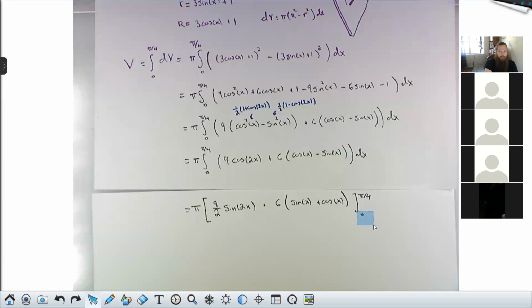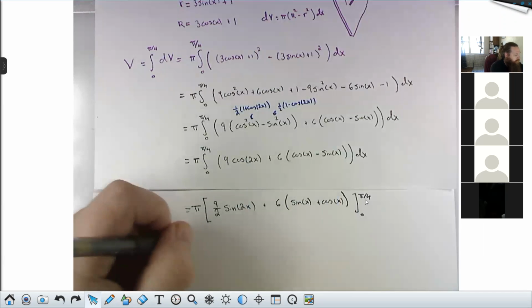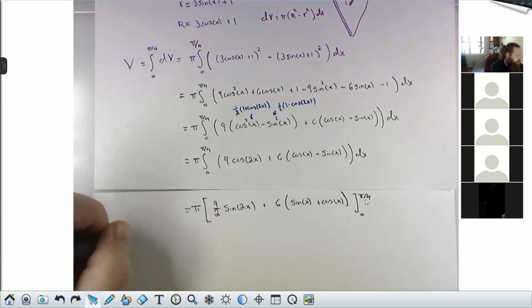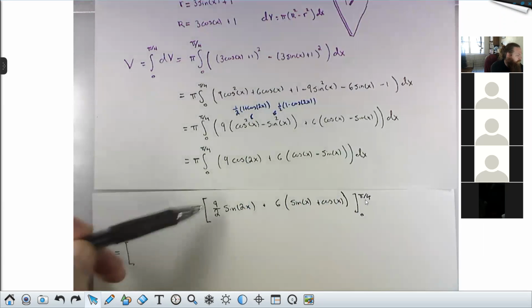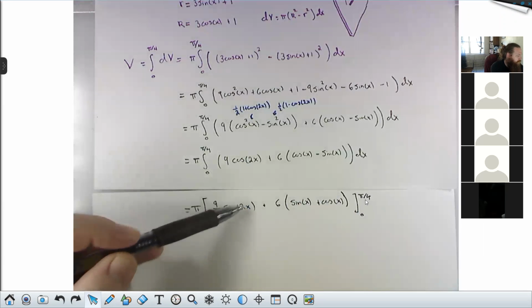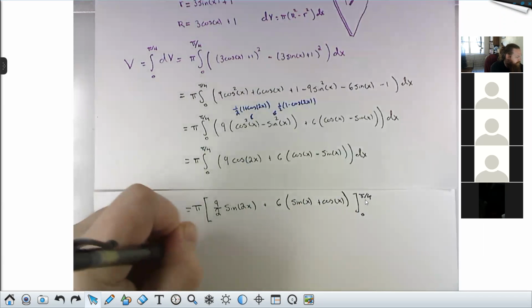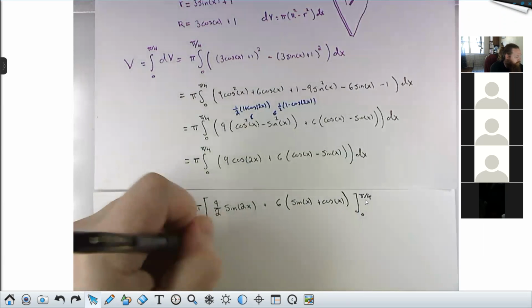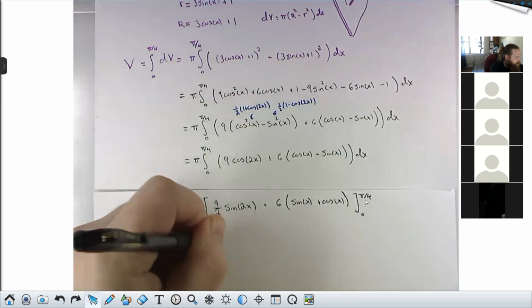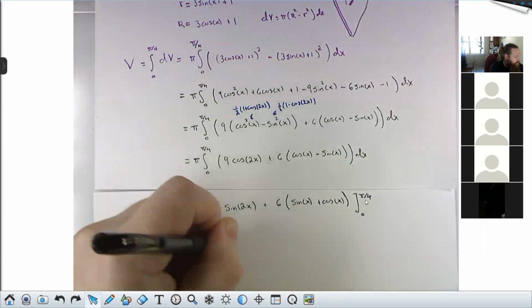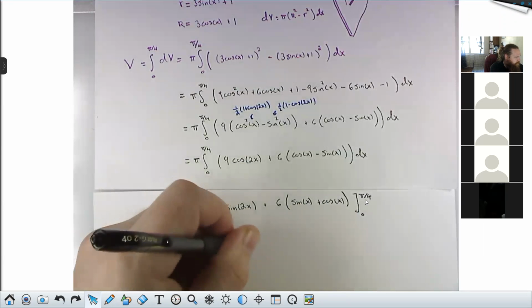Let's see, what do I get if I evaluate this at 0? This piece is 0, this piece is 0, this piece gives me something. Okay, we'll just go through it then. So at the upper bound, when I plug in pi over 4, we'll have 9/2 times the sine of 2 times pi over 4, which is 9/2 times the sine of pi over 2, then plus 6 times sine pi over 4 plus cos pi over 4.